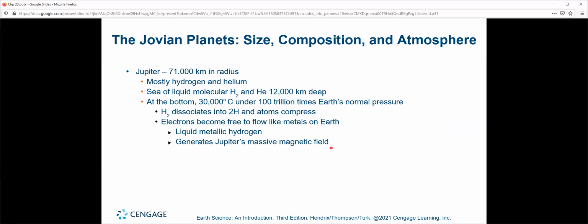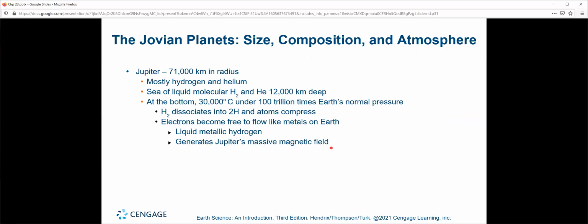All right. Let's move on to the Jovian planets. Let's move on to the big gas giants way out there in our solar system. We'll get to meteorites comments at the end of this presentation. First one we'll talk about is the big boy himself, Jupiter, 71,000 kilometers in radius. Massive, absolutely massive planet.